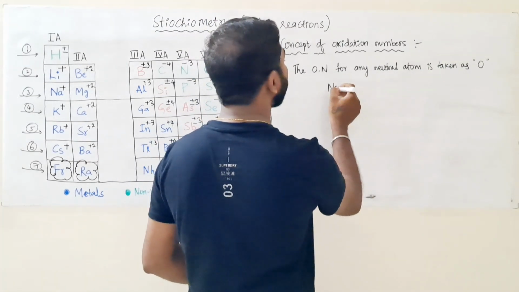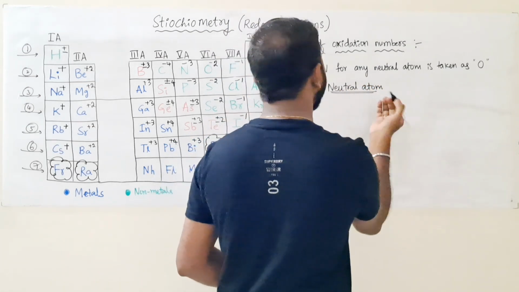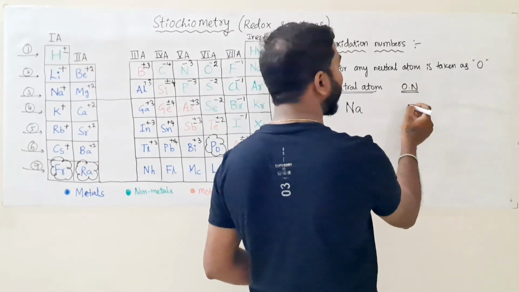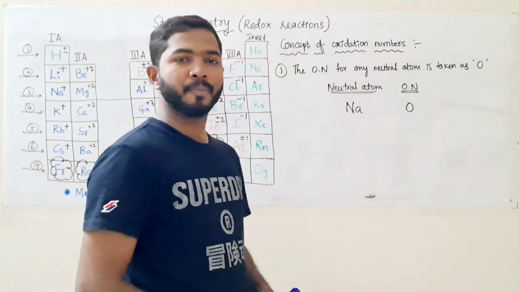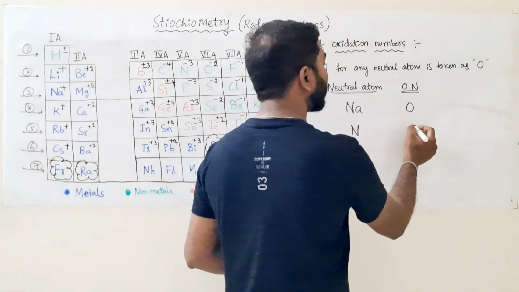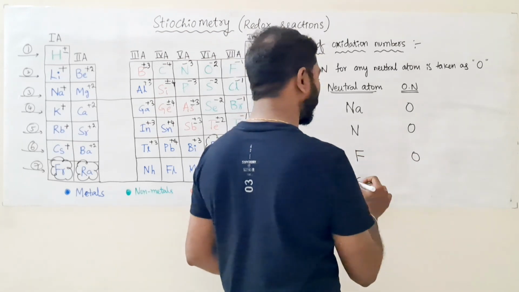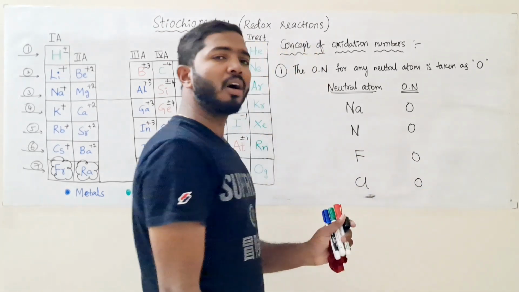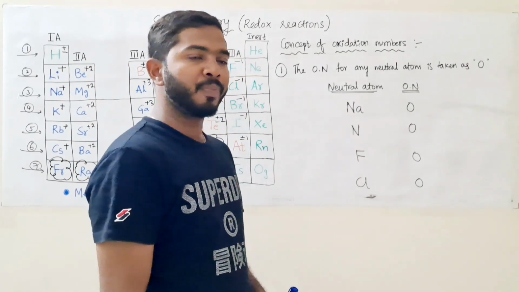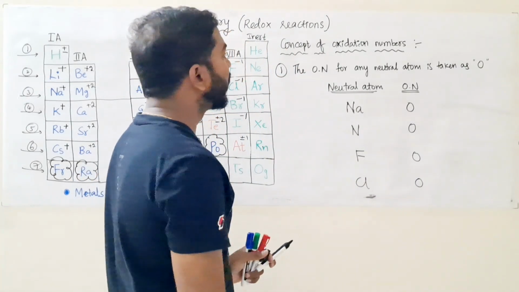I'll give one or two examples. We take any neutral atom. It could be sodium, and its oxidation number is 0. Even nitrogen, since it is a neutral atom, its oxidation number is 0. Fluorine, neutral atom, 0. Chlorine, neutral atom, 0. For all such neutral atoms, the oxidation number is generally taken as 0. Please try to write this down.